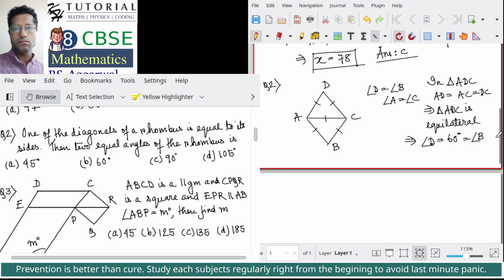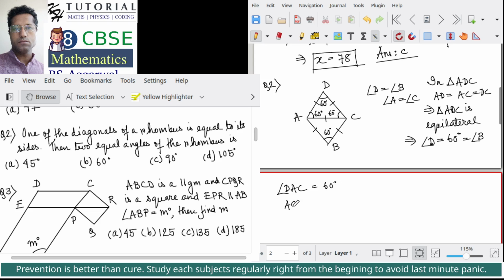So this we have found to be 60 degree, and this is also 60 degree. Now, just for the sake of completeness, let's see what are the values of angle A and C. Since triangle ADC is an equilateral triangle, this is 60 degree, and also this is 60 degree. So angle DAC is also equal to 60 degree.